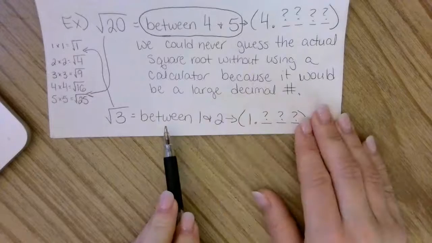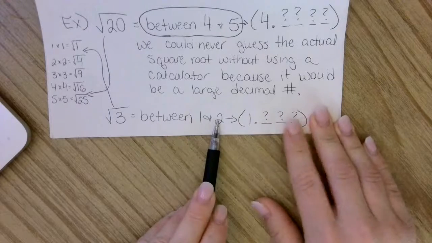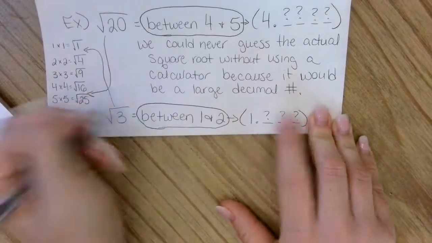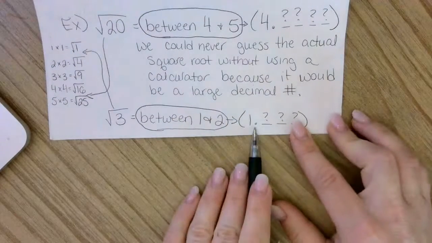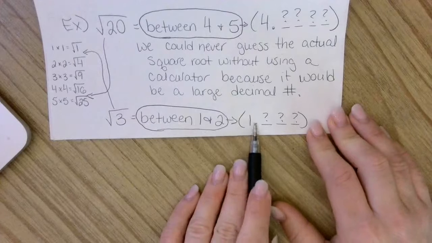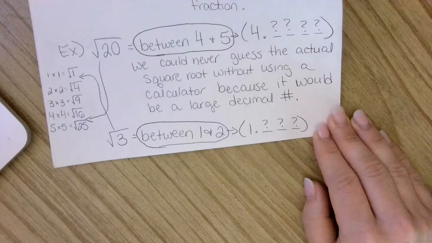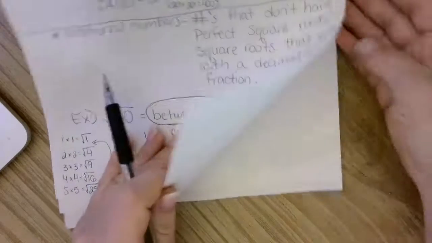So that's my answer, between 1 and 2. And that's how I would literally write it. Now realistically, if you use a calculator, it would be 1 point something, something, something, something. But we're not going to do that on paper. So let's do a few more examples.